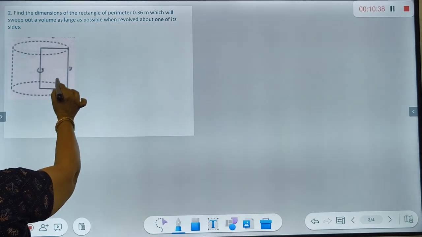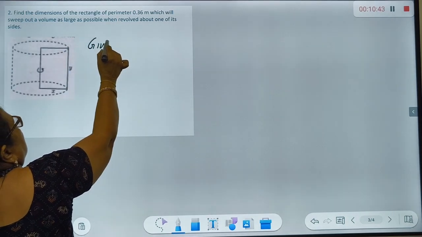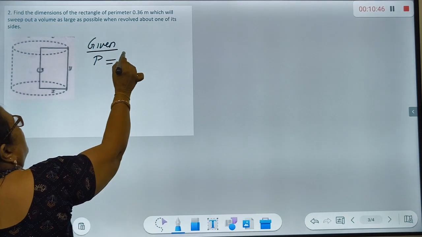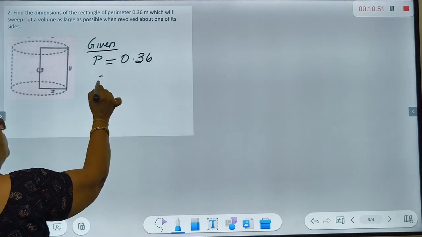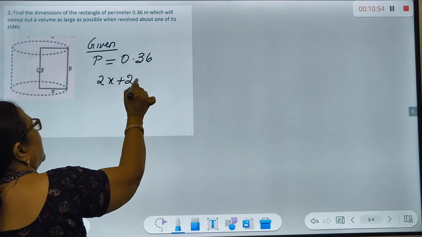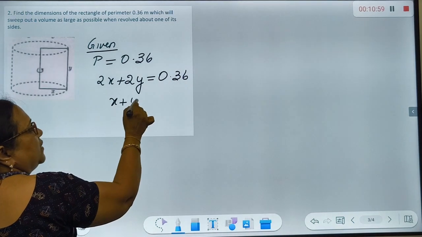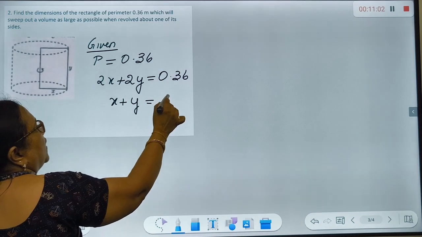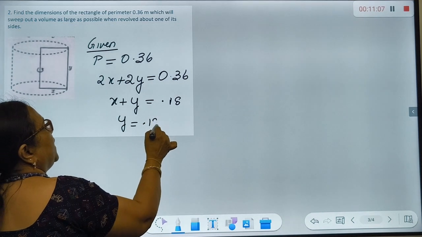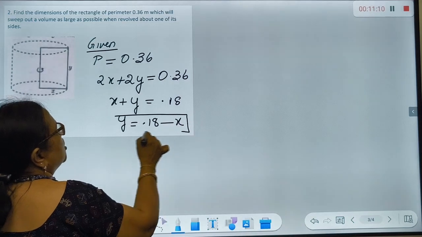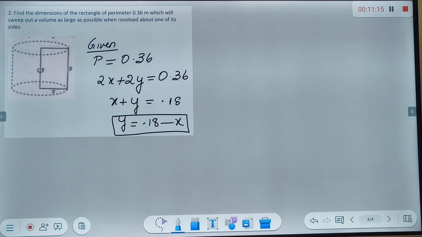What are the dimensions of the rectangle? x and y. The perimeter given is 0.36. The perimeter of a rectangle with dimensions x and y is 2x plus 2y equal to 0.36, so x plus y equal to 0.18, or y is equal to 0.18 minus x. This is the relationship between x and y because the perimeter is given to be 0.36.